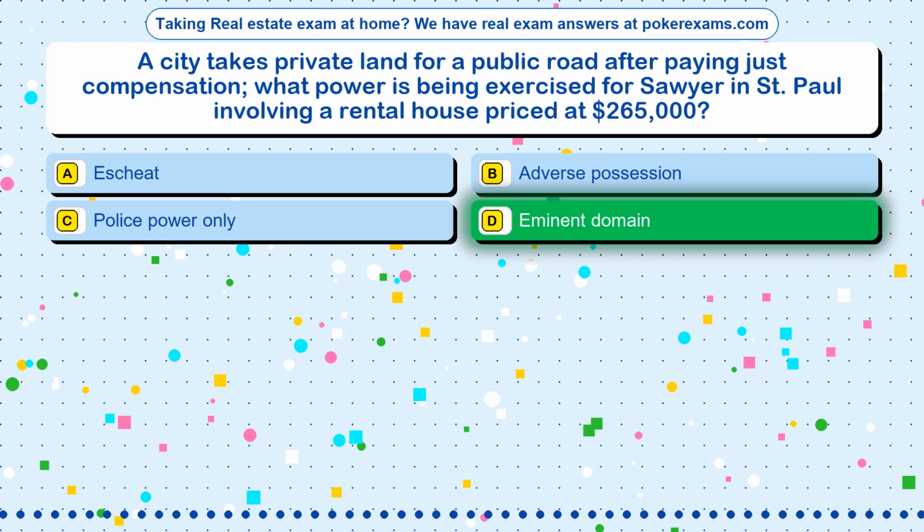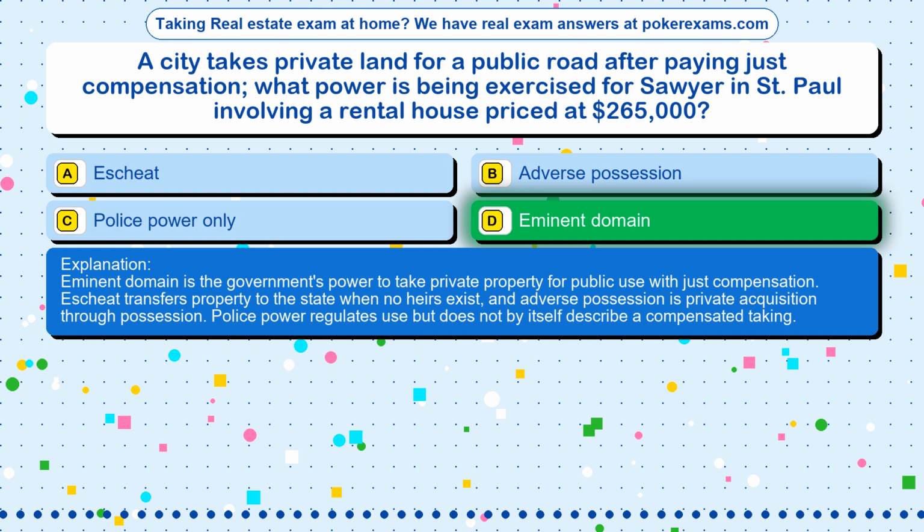The correct answer is option D, eminent domain. Eminent domain is the government's power to take private property for public use with just compensation. Escheat transfers property to the state when no heirs exist, and adverse possession is private acquisition through possession. Police power regulates use but does not by itself describe a compensated taking.